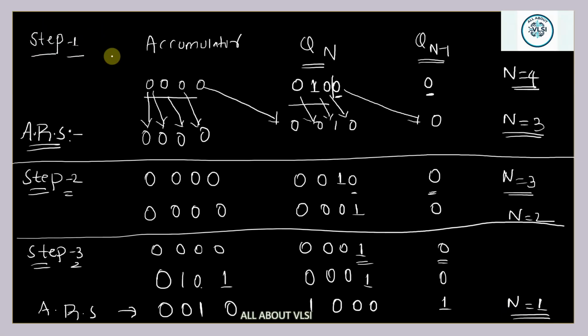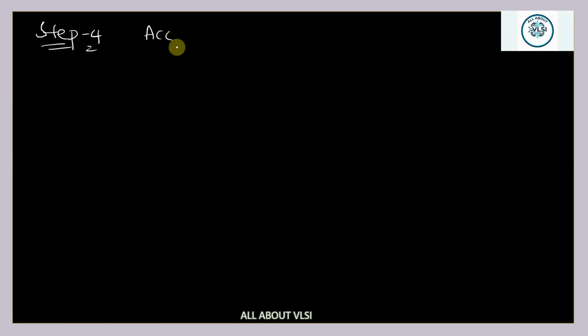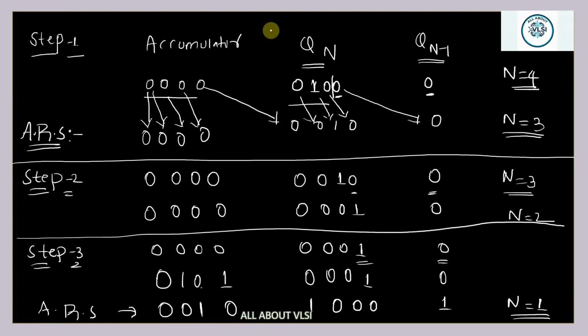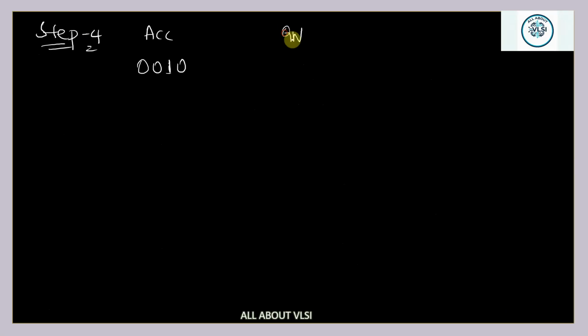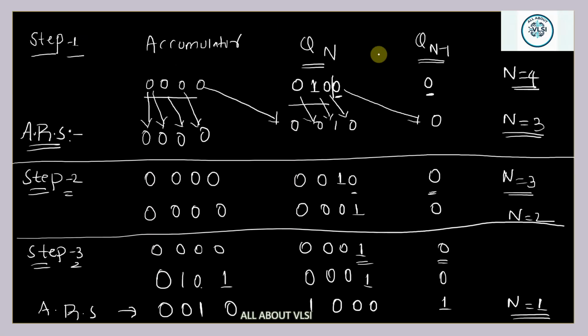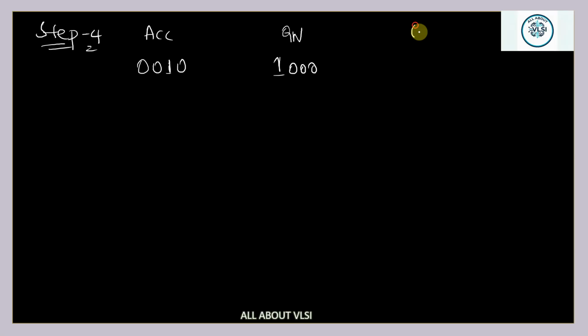So in step number 4, what am I going to have? The accumulator value is basically 0, 0, 1, 0 and my Qn value is basically 1, 0, 0, 0, and my Qn minus 1 value is basically 1. This is the value which I've got. Now, what should we check? We should check Qn's LSB and Qn minus 1, which is 0, 1.